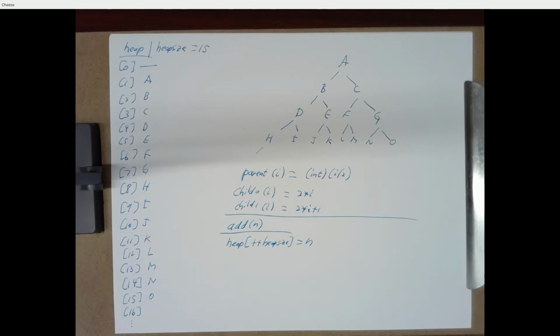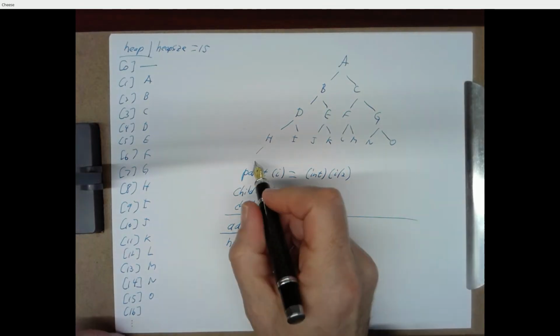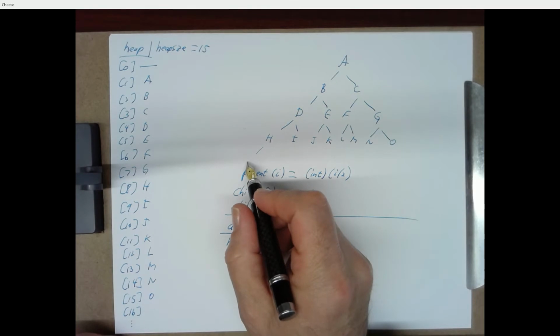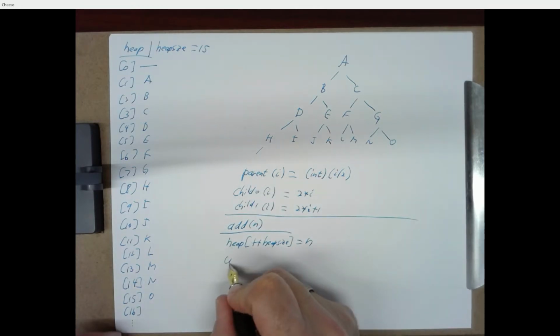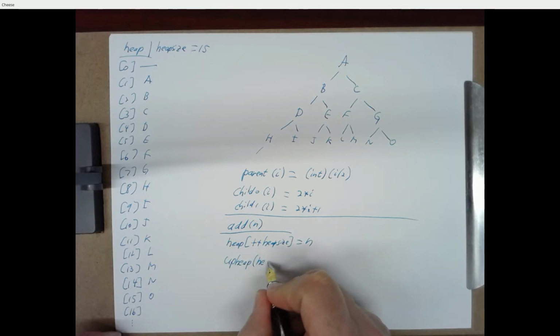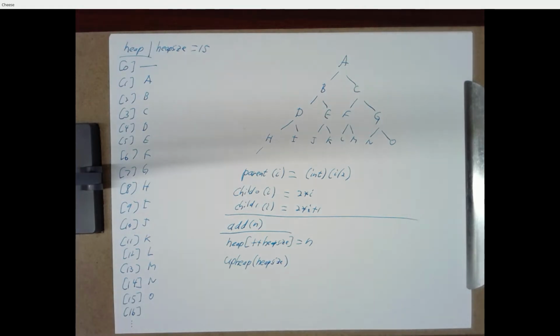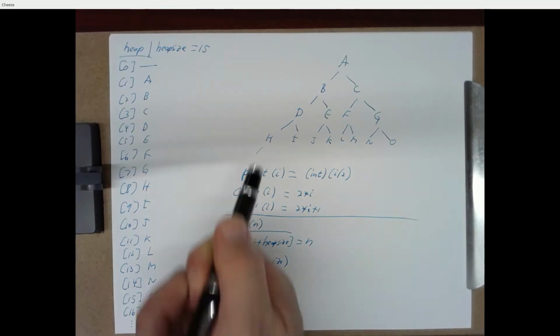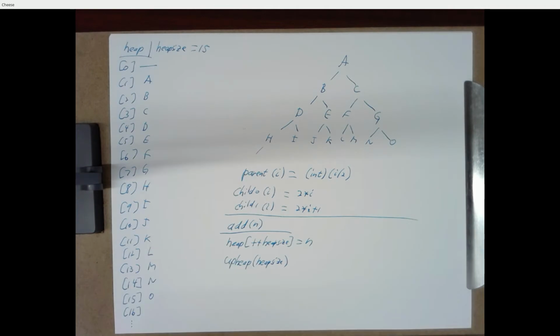And then what do we do after we add our new node down here? How do we get this back to being a heap? Up heap. So I'm going to call an upheap function. I'm going to pass it the index of this node we just added, which is heap size. And this will presumably adjust the array, and we're done.